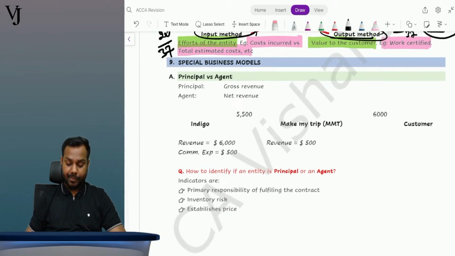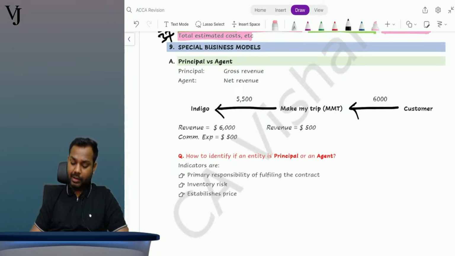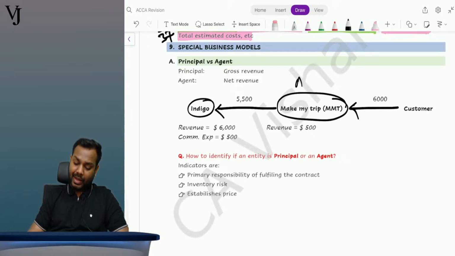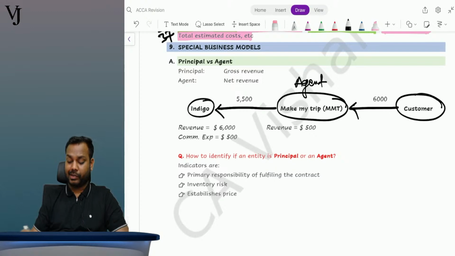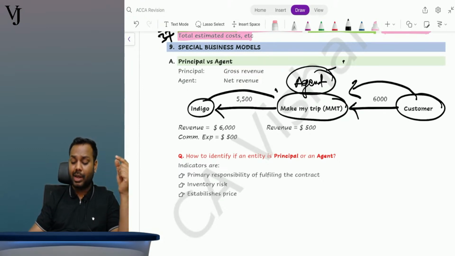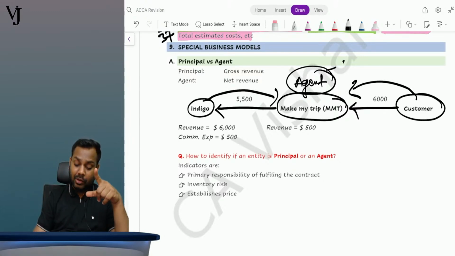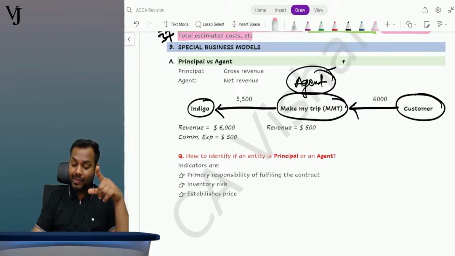Specific business models, principal versus agent. What happens when you book tickets from Make My Trip, and the ultimate provider is Indigo? Make My Trip is the agent, and you are the ultimate customer. Now tell me, who should recognize what revenue? The standard says that the agent is just providing services of creating a marketplace wherein the seller and the buyer can come in. So he is providing just aggregator services, so he should recognize only commission income. Since Make My Trip is an agent, he should recognize net revenue.